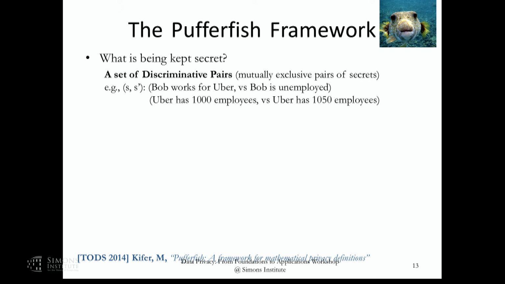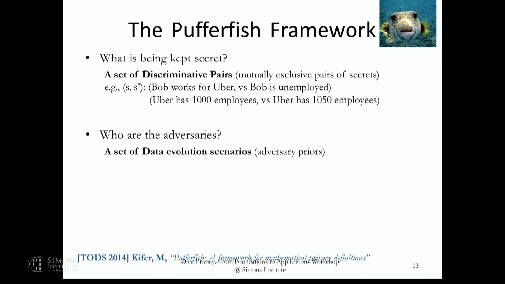And these are sort of mutually exclusive pairs of secrets of the form like, in one case, Bob works for Uber, in another case, Bob is unemployed, or in one case, Uber has 1,000 employees, and in another case, Uber has 1,050 employees, and so on. And basically the goal is to make sure that a certain set of chosen adversaries can't distinguish between them. So these are sets of what we think of as data evolution scenarios, the way data was generated. You can also think of them as adversarial priors.